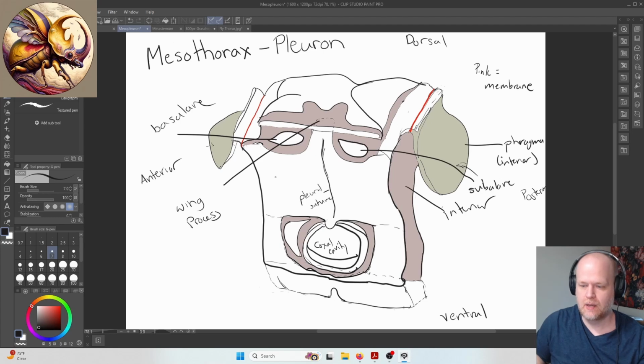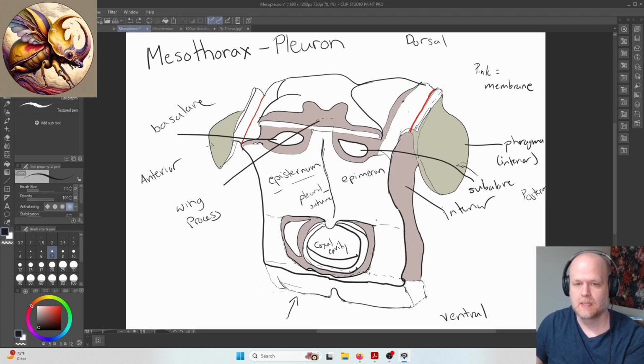So this plate here is called the episternum. And epi means above. Sternum is the plate down here. So this is the sternal plate. This is the sternum, and then this is the epimeron. And you might think, what the hell is a meron? A meron is, if the coxa was here, it would be this surface of the coxa. That's what the meron is. So it's above the meron.